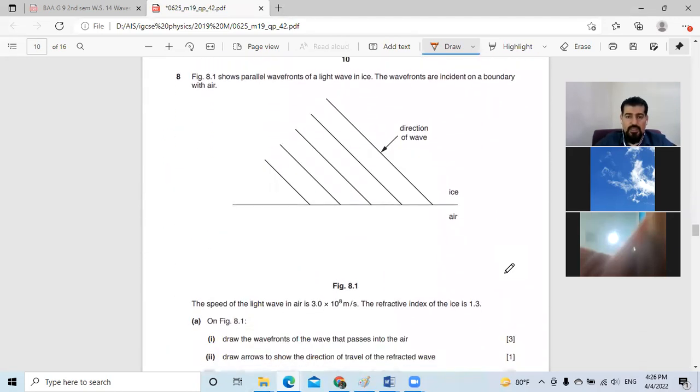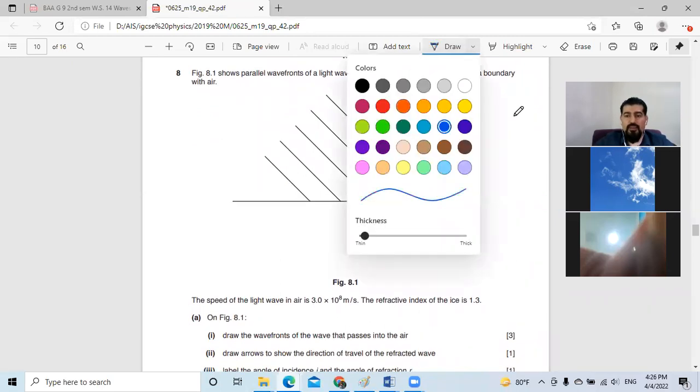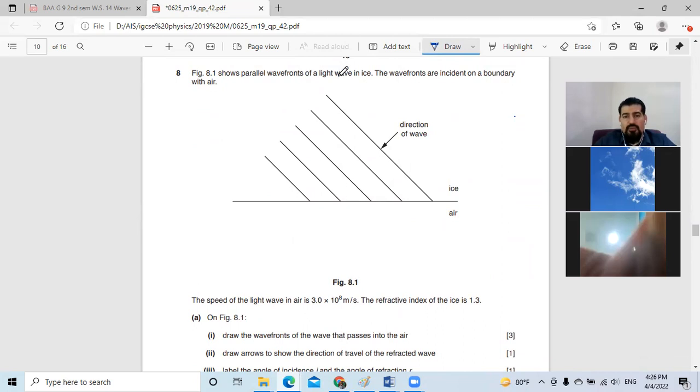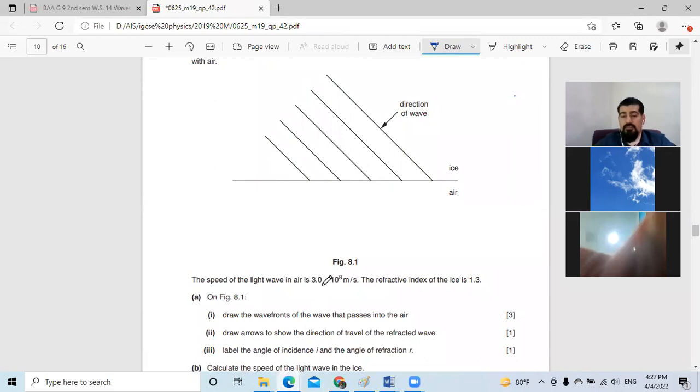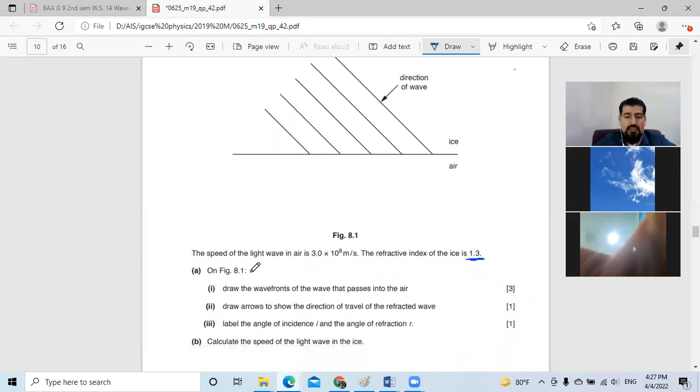Next, question number 8. What do they ask? The figure shows a parallel wavefront of light wave in ice. The wavefronts are incident on the boundary with air. The speed of light in air is 300 million meters per second, 3 times 10 to the power of 8 meters per second, and the refractive index of the ice is 1.3. On the figure, draw the wavefronts, draw arrows to show the direction of travel of the waves that refract in air, and label the angle of incidence and the angle of refraction.